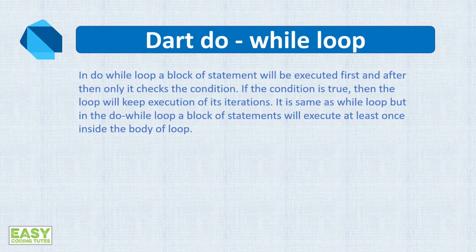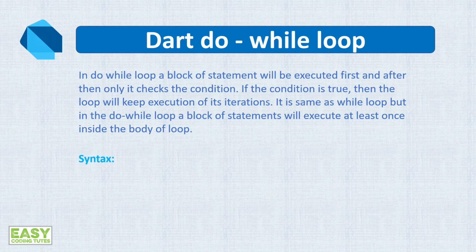In a do while loop, a block of statements will be executed first, and only after that does it check the condition. If the condition is true, then the loop will keep executing its iterations. It is the same as a while loop, but in the do while loop, a block of statements will execute at least once inside the body of the loop.